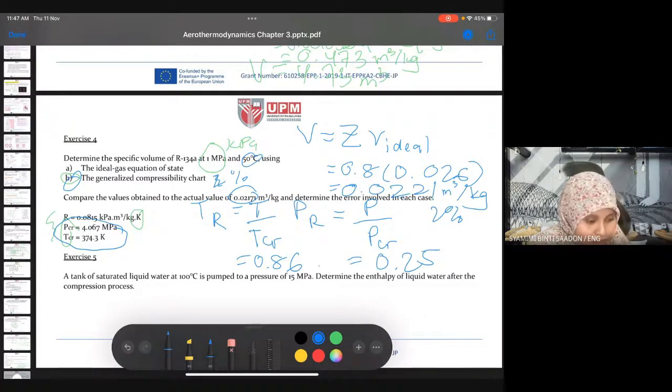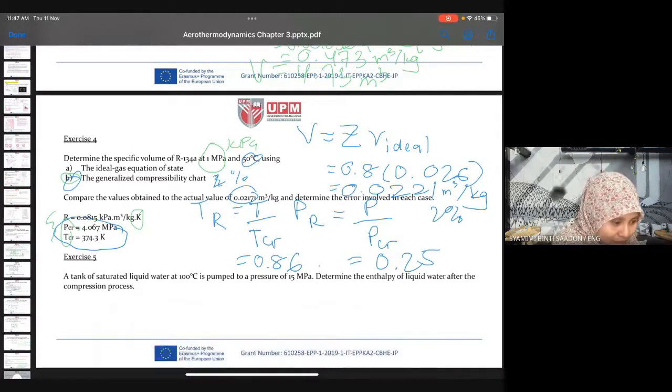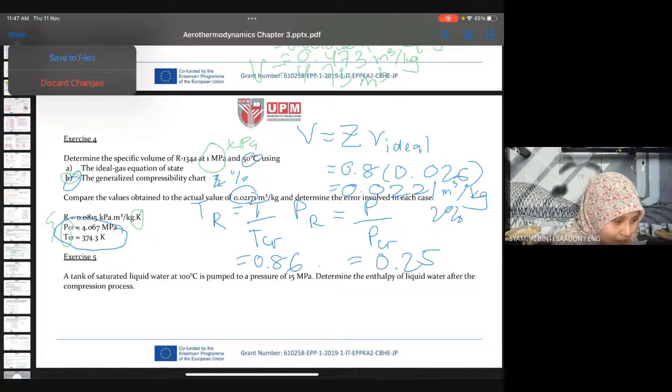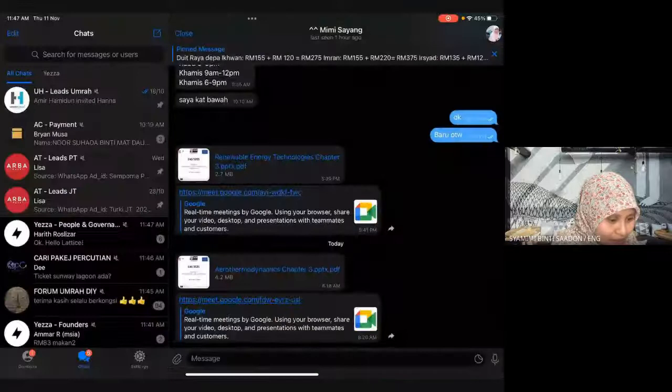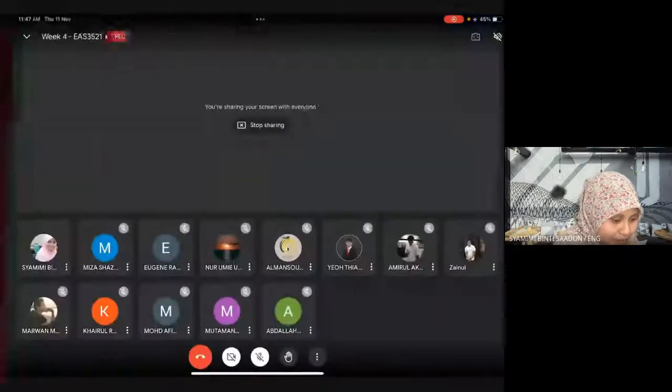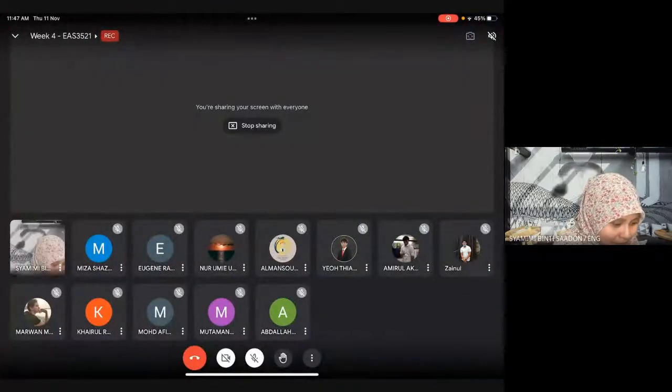Okay, I think that's all for today. Exercise 5, you can try if you have time. We have done 1 to 4. Okay, save to files, save. Stop sharing here.